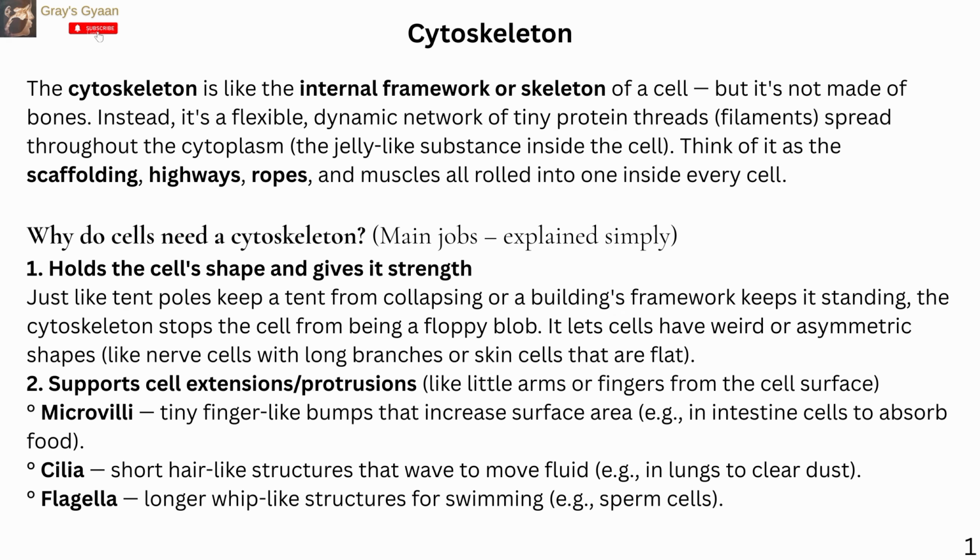Second point, supports cell extensions or protrusions, like little arms or fingers from the cell surface. Microvilli, tiny finger-like bumps that increase surface area, for example, in intestine cells to absorb food. Cilia, short hair-like structures that wave to move fluid, for example, in lungs to clear dust. Flagella, longer whip-like structures for swimming, for example, sperm cells.